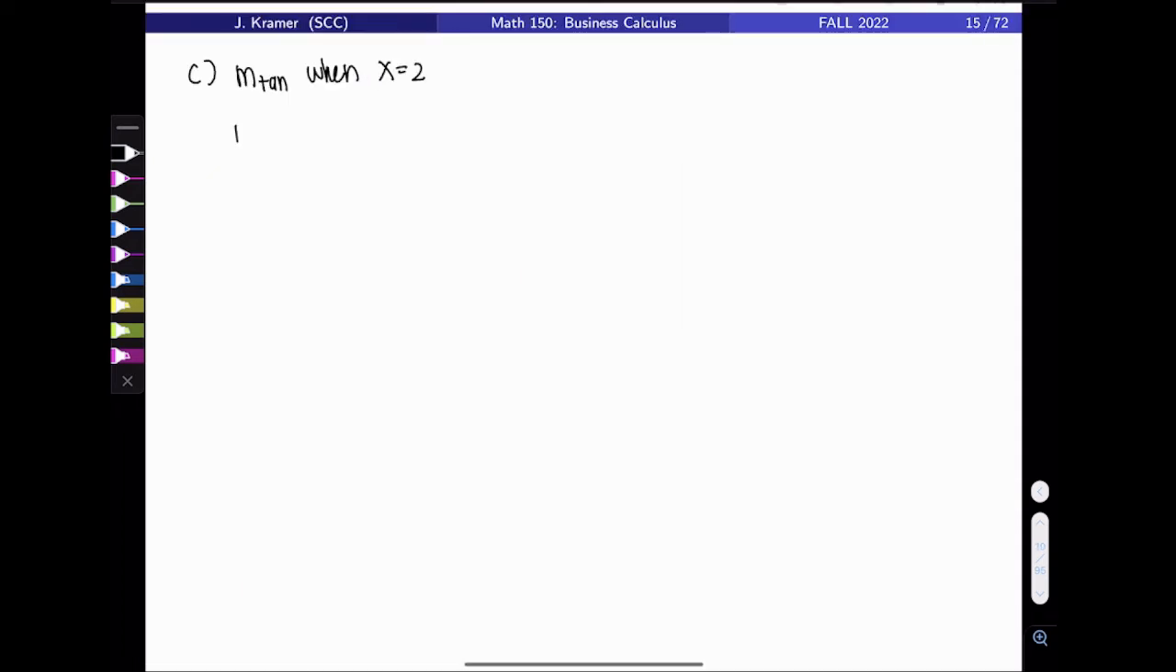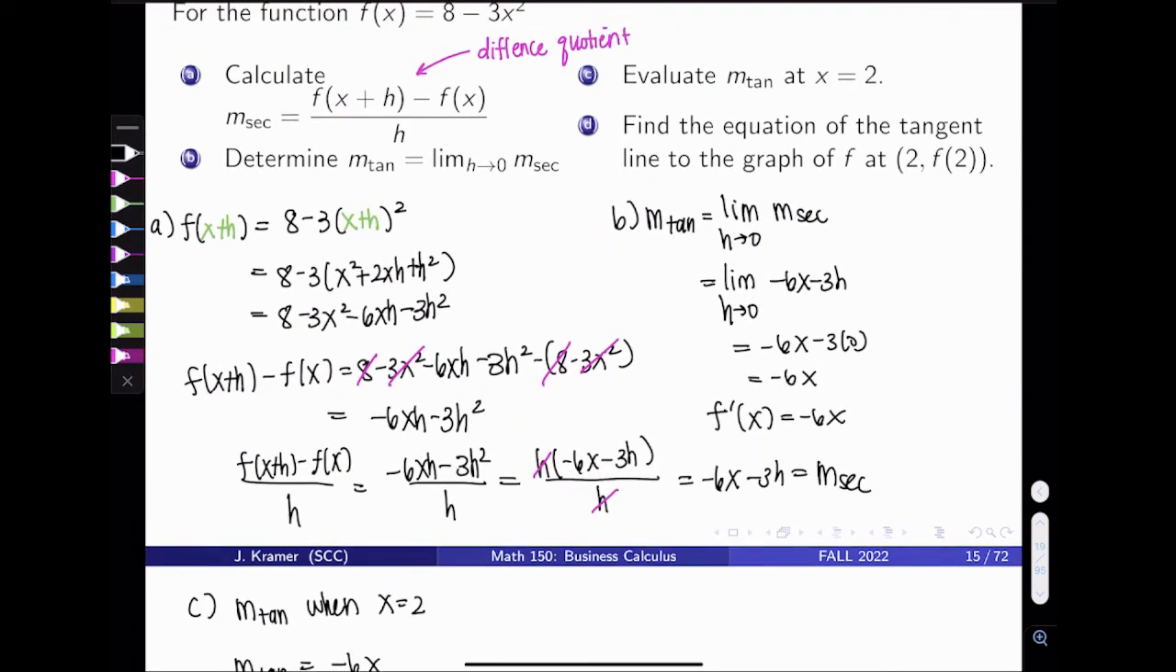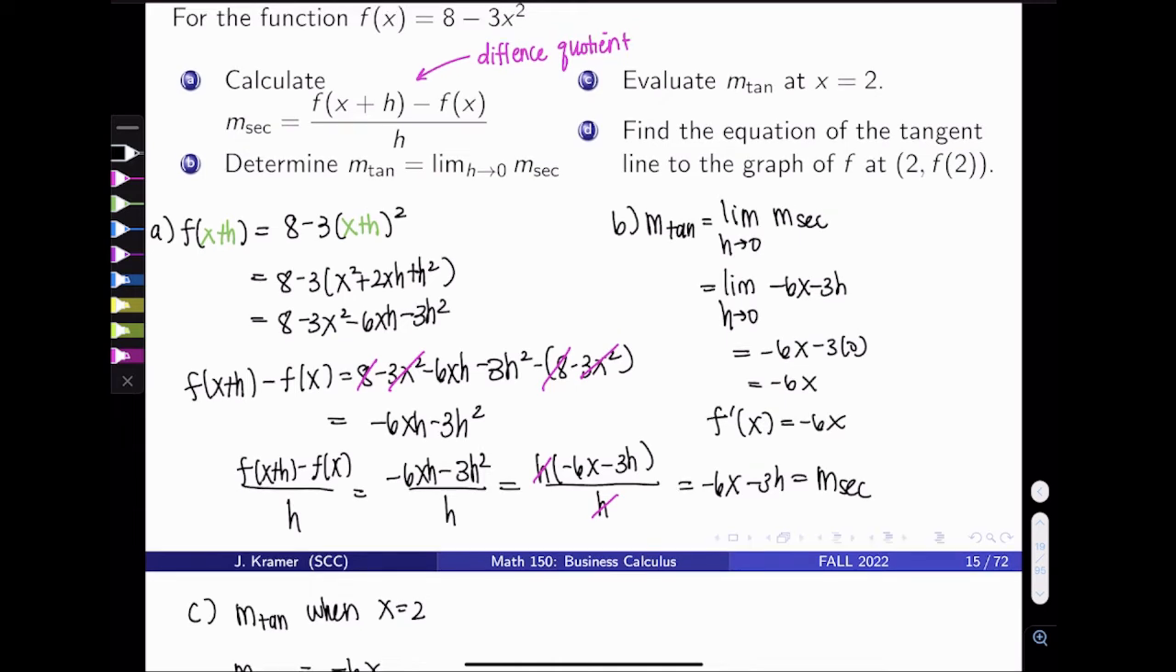So remember, the slope of the tangent line was negative 6x. And so when x equals 2, that's negative 6 times 2, and the slope of the tangent line will be negative 12. Part D tells us to find the equation of the tangent line to the graph at the point 2, f of 2. So the first thing we'll need to do is find f of 2, and then we can plug in our slope and our point into the point-slope form to find the equation of the line.